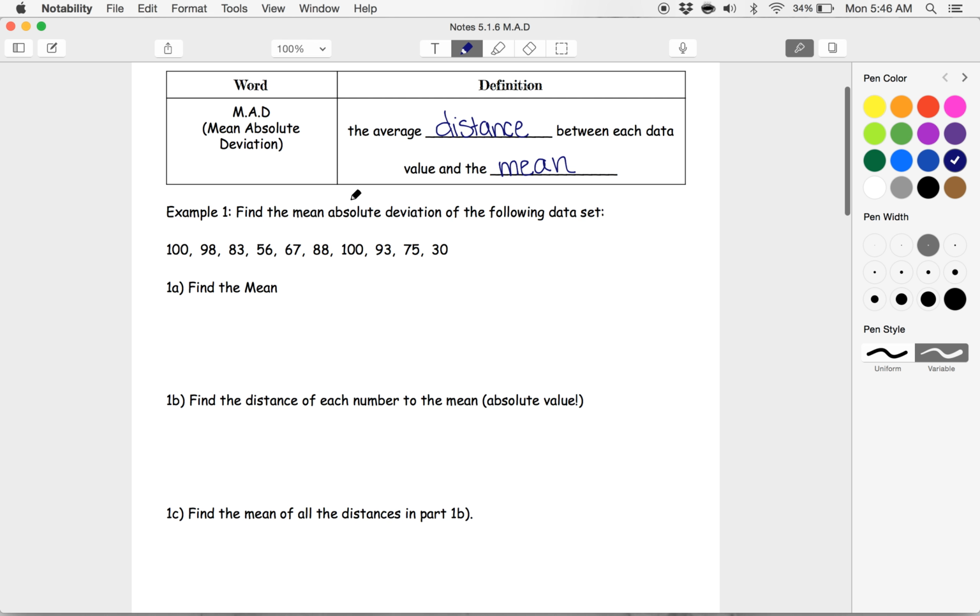Find the mean absolute deviation of the following data set. So here are numbers: 100, 98, 83, 56, 67, 88, 100, 93, 75, and 30. So we're going to start by finding the mean of these, which we know means we have to add all the values and then divide by how many.